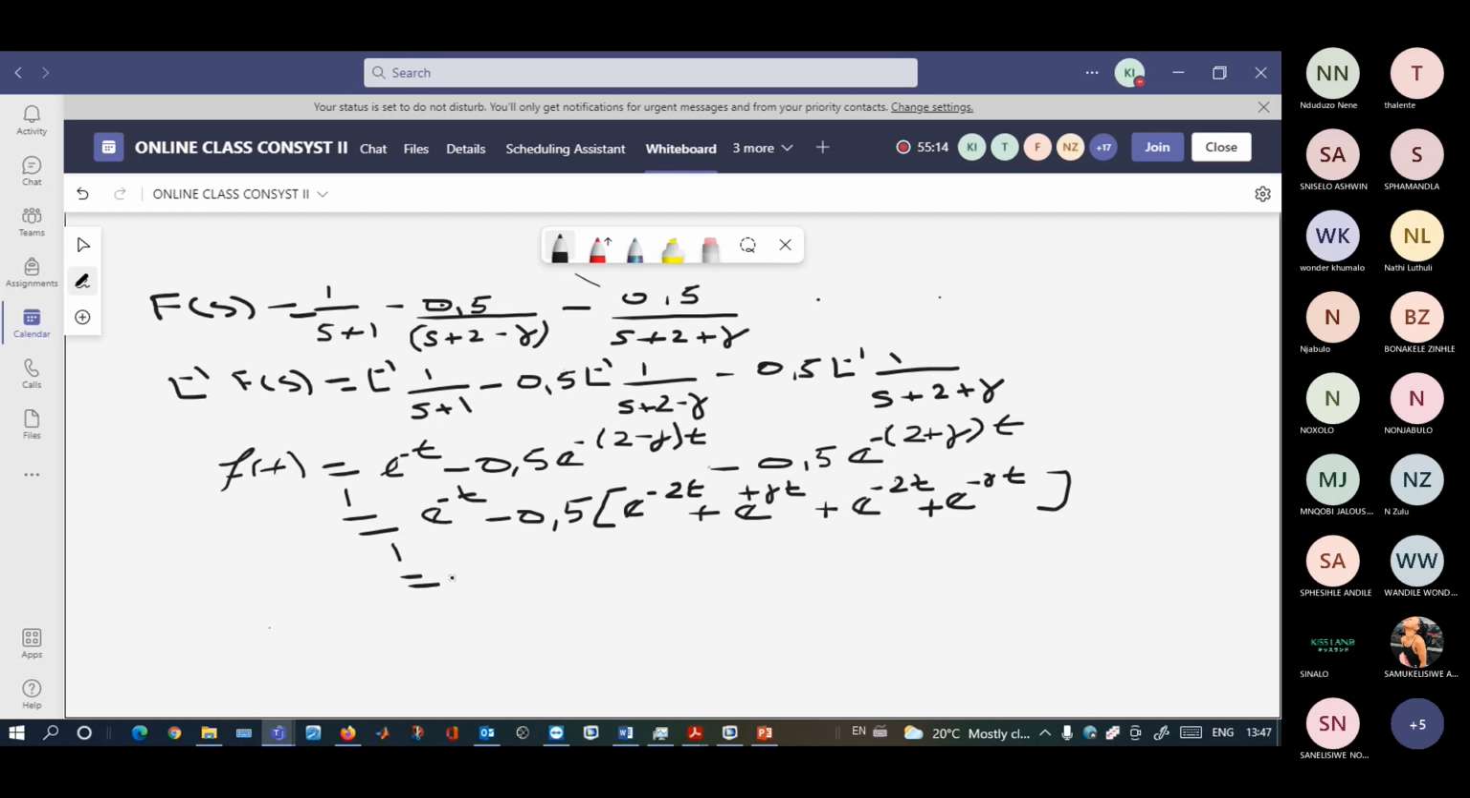So what next now? e negative exponent negative, minus 0.5 and 0.5.